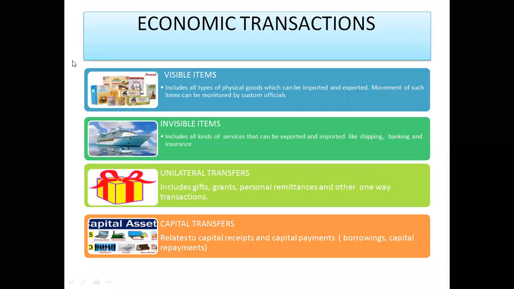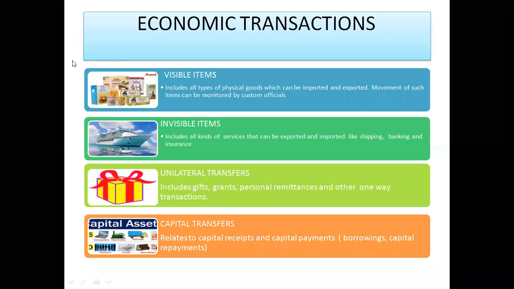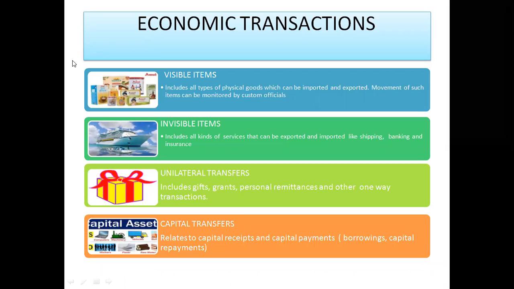Second, invisible items. Invisible items means sometimes we export and import services also. I'm not talking about goods, I'm talking about services. Services like the shipping service, the insurance service, the banking or finance services among two countries. Whatever transactions we are doing among two countries related to services come under invisible items. Why is it called invisible? इनको invisible इसलिए कहा जाता है because these transactions can never be observed or seen crossing the borders.